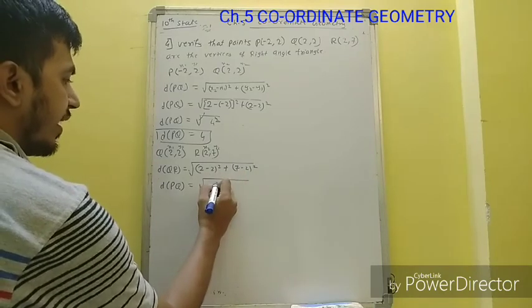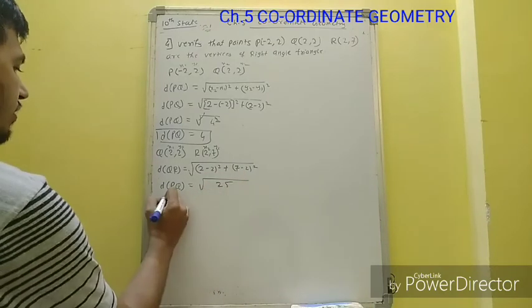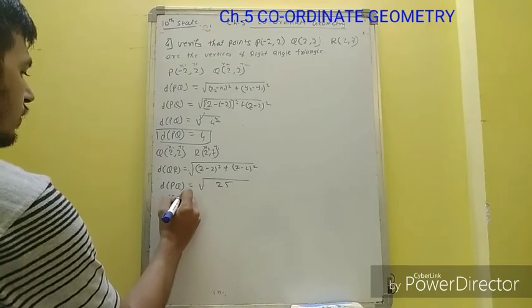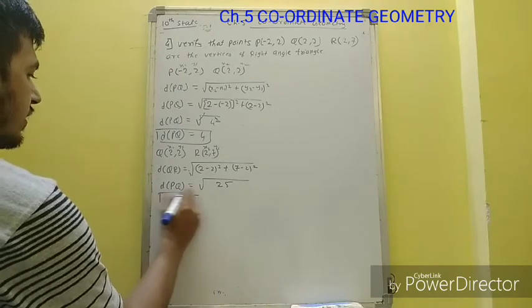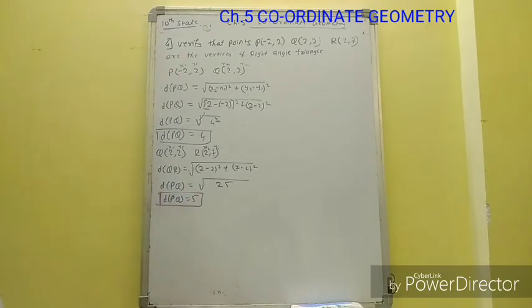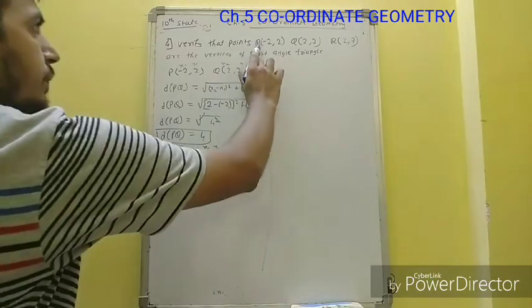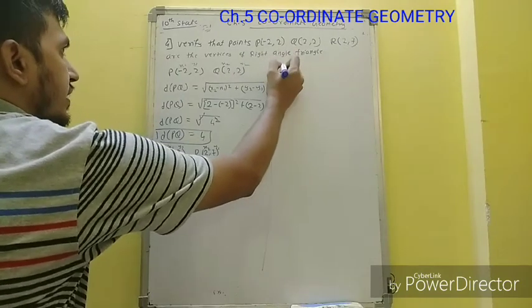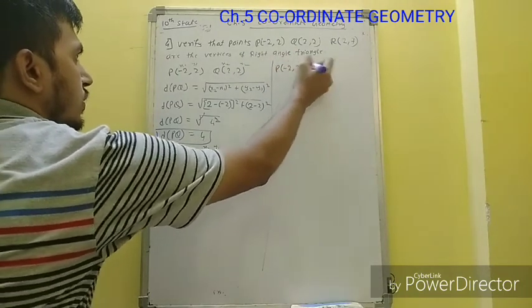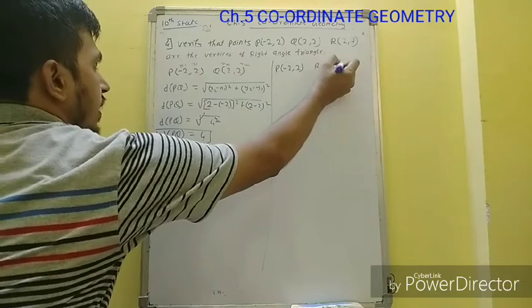7 minus 2 is 5, and 5 squared is 25. What is the square root of 25? It is 5. Okay. Now I will find the distance PR. P is (-2, 2) and R is (2, 7).